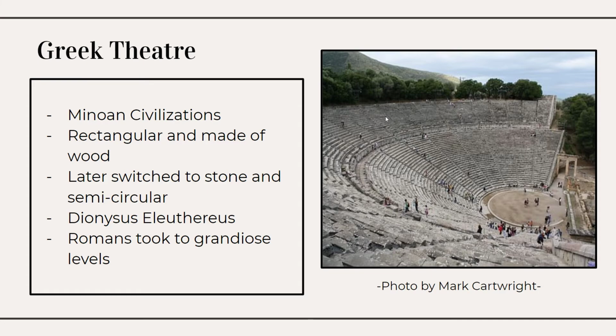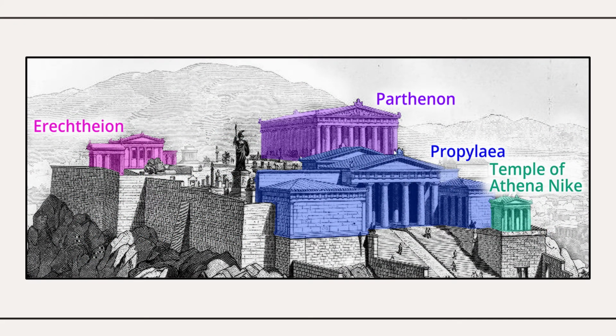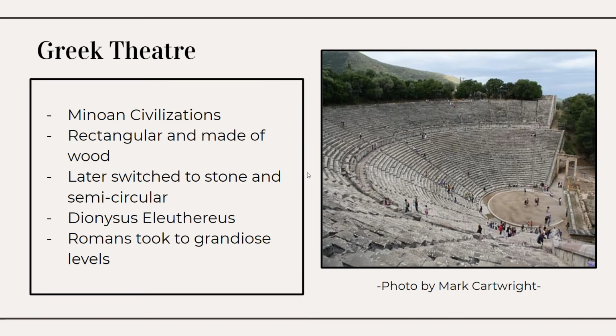And we have the Theater of Dionysus Eleutherus. This is it right here, but it's actually located, let me go back. It's actually located near the Acropolis, right next to the Acropolis. It's just never pictured because it's not as popular. And it was the Romans that took it to the grandiose level, and that's why when we think of the theater, we think of the Romans and their gladiator events.